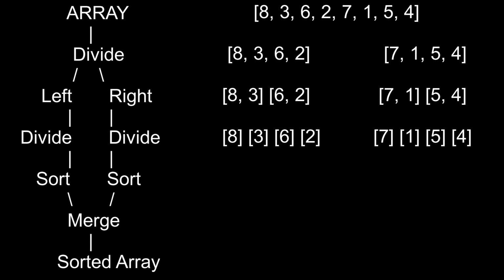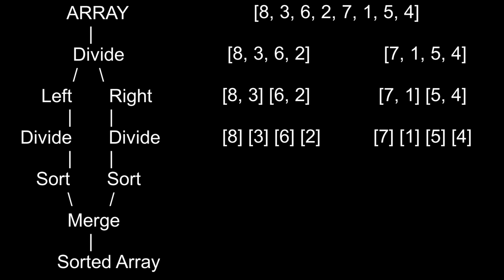Let's take a small example. Suppose our array has the values 8, 3, 6, 2, 7, 1, 5, 4. Step 1, we have to divide. Divide into 2 halves. Again divide into 4 halves. Again. Now each part contains one element. A single element is already sorted.